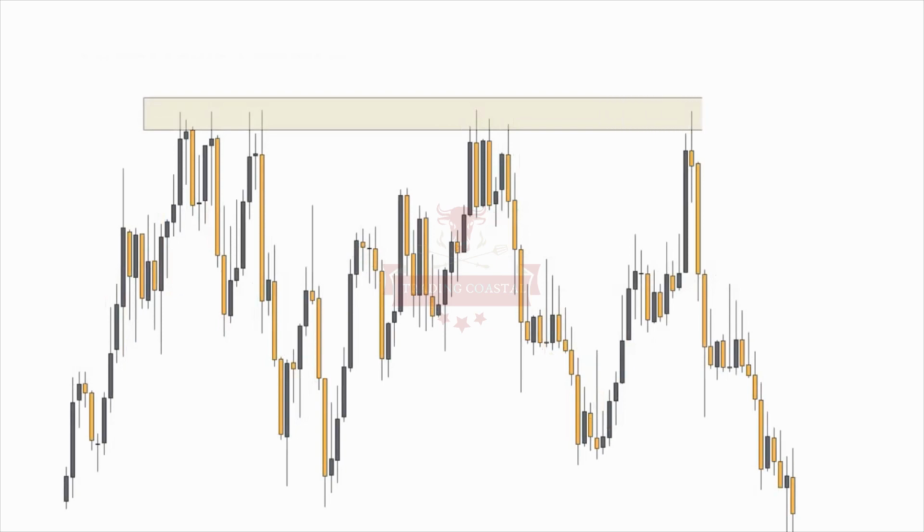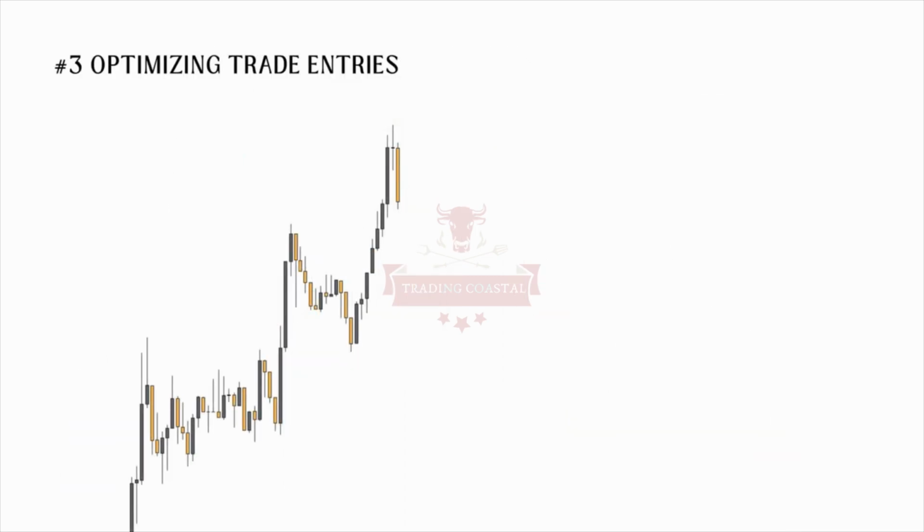If we zoom out to the 1-hour time frame, we can see that this change of direction could be due to reaching a higher time frame key level that acted as a strong resistance multiple times previously, so checking the higher time frame key levels could help us avoid this kind of unnecessary risk. Number 3, optimizing trade entries.